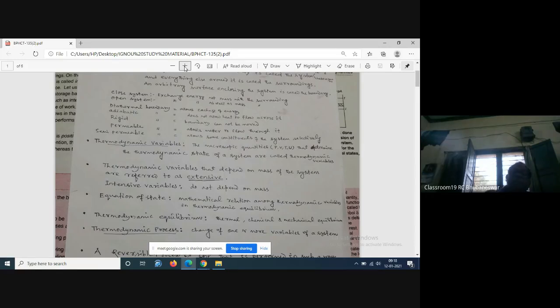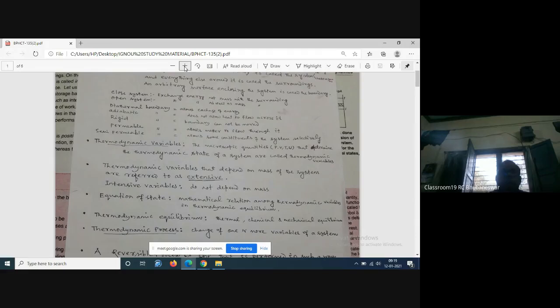So these variables are known as thermodynamic variables. They may be extensive or intensive. Extensive variables depend on the mass of the system, and intensive variables do not depend upon the mass. Pressure and temperature do not depend upon the mass, so they are intensive variables. Whereas mass and volume depend upon the mass, so they are extensive variables.